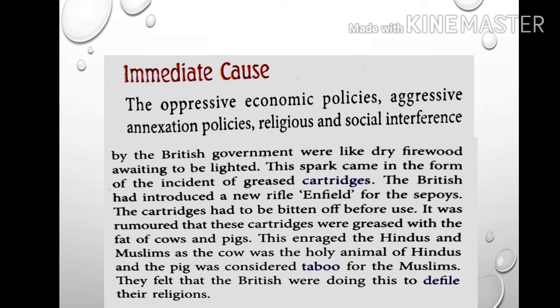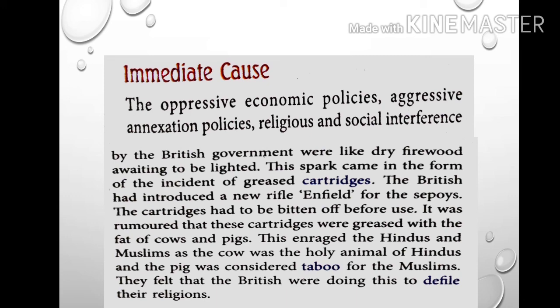All these things created an incident. They felt that the British are trying to make their religion impure. They are trying to show them inferior. So all this incident was related to the cartridge of a new rifle named Enfield.